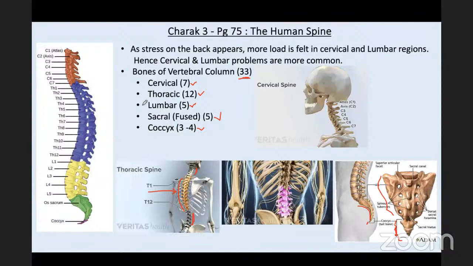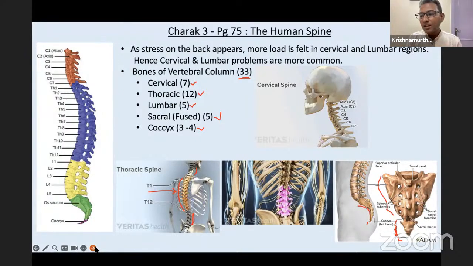If you have 33 vertebrae, you should have 32 nerves coming from there, no, sir? Spinal nerves: 31 nerves. We have 31. I'll tell you the logic.